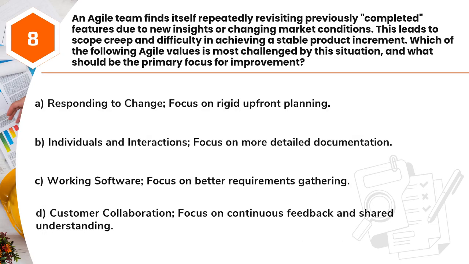Question 8. An agile team finds itself repeatedly revisiting previously completed features due to new insights or changing market conditions. This leads to scope creep and difficulty in achieving a stable product increment. Which of the following agile values is most challenged by this situation, and what should be the primary focus for improvement? A. Responding to change, focus on rigid upfront planning.